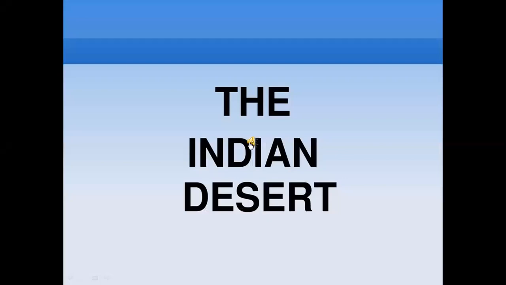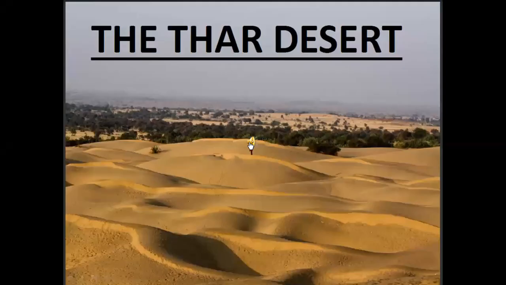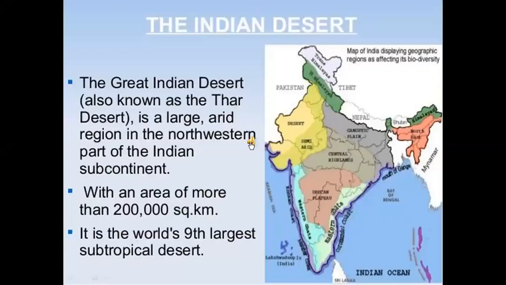Let's begin with the Indian desert. The Indian desert is known as the Thar Desert. The Great Indian Desert, also known as the Thar Desert, is a large, arid region in the northwestern part of the Indian subcontinent, with an area of more than 2 lakh square kilometers. It is the world's 9th largest subtropical desert.